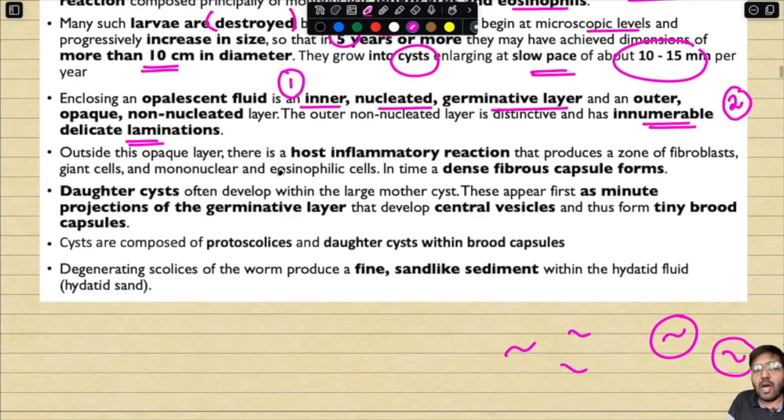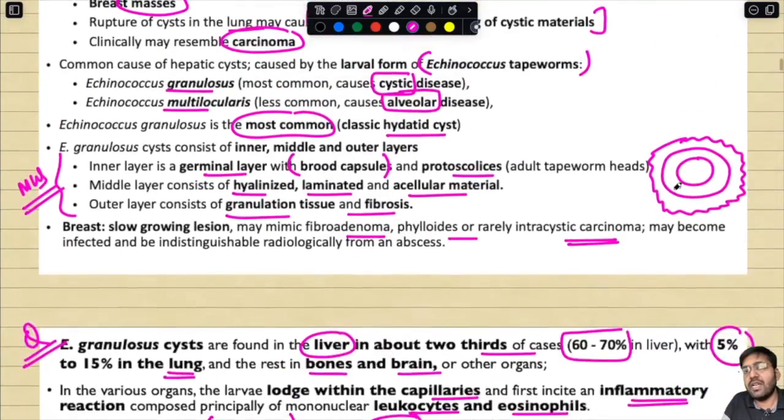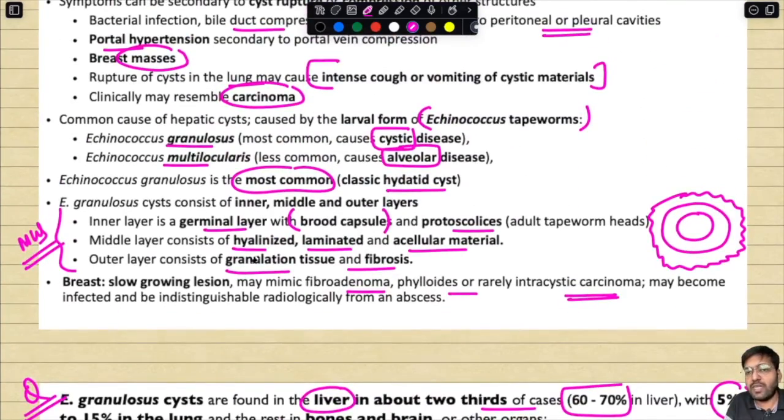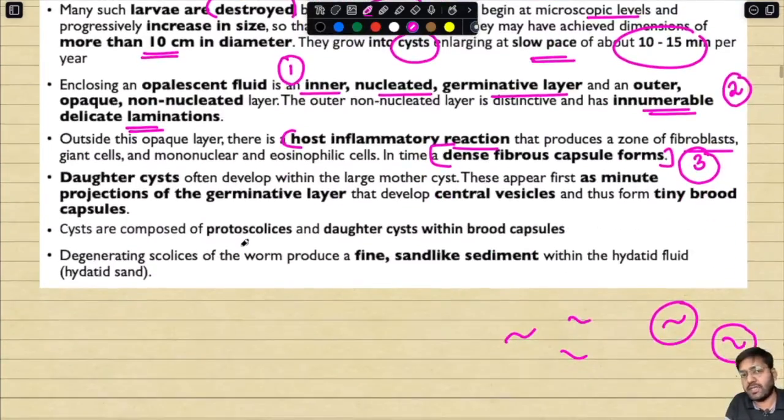Layer number 3: outside this opaque layer, there is a host inflammatory reaction that produces a zone of fibroblasts, giant cells and mononuclear eosinophilic cells. In time, this forms a dense fibrous capsule. So, this is the third layer. I have already discussed the 3 important layers, so please remember this for your exam. It is asked in your exam.